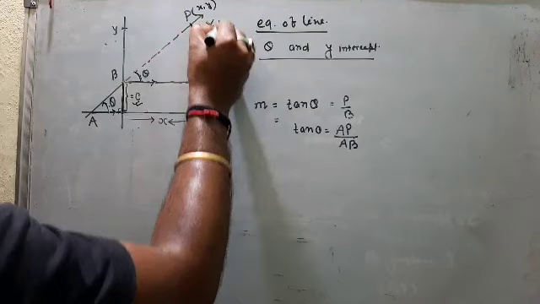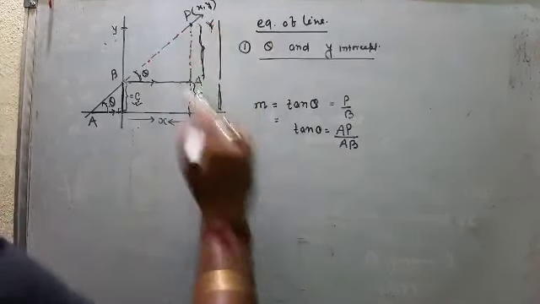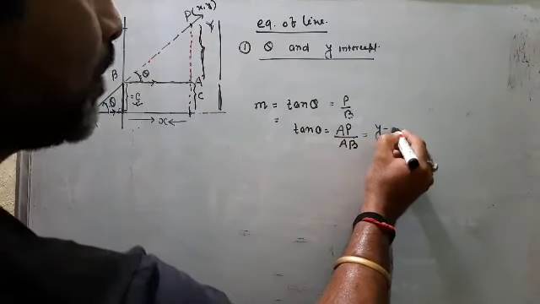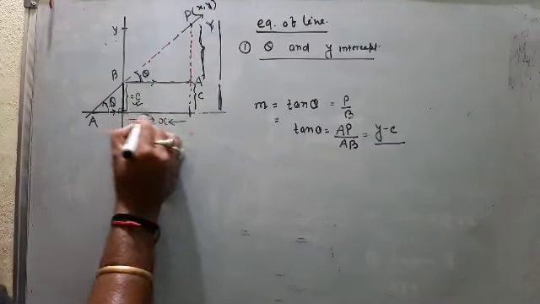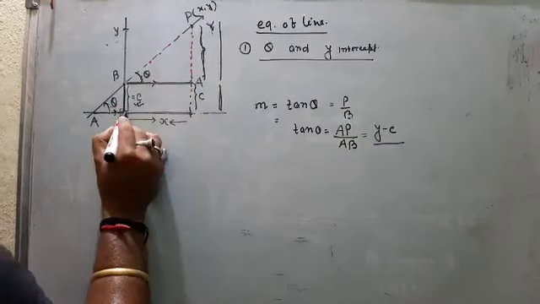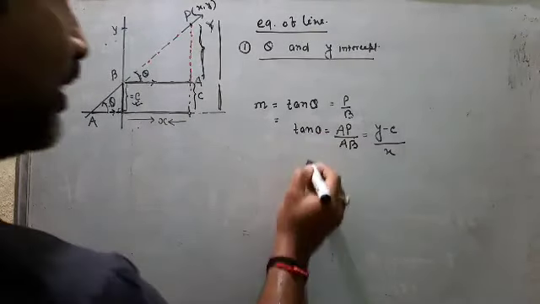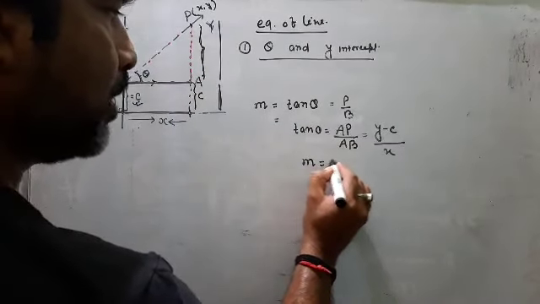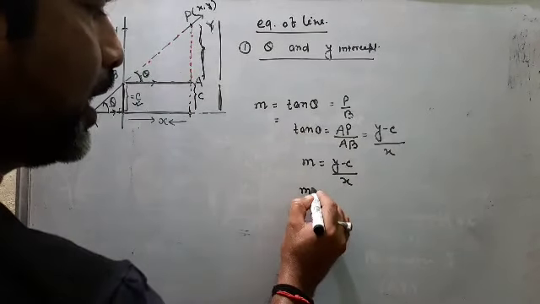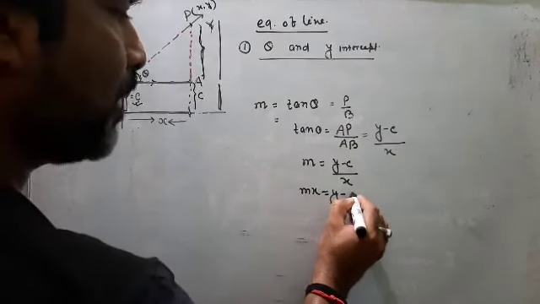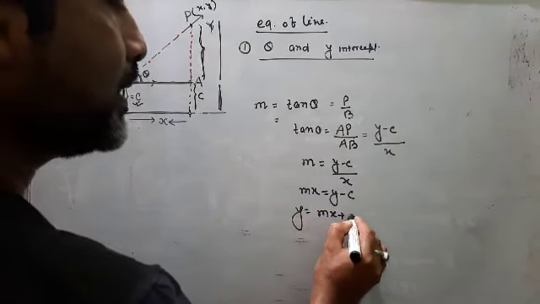So what is the distance of this AP? From the complete y you subtract this c, that is the AP. So in place of AP I put y minus c, and AB is x. So tan theta, that means we can use m. So m is equal to (y minus c) by x. In cross multiplication, mx is equal to y minus c, and we can say y is equal to mx plus c.